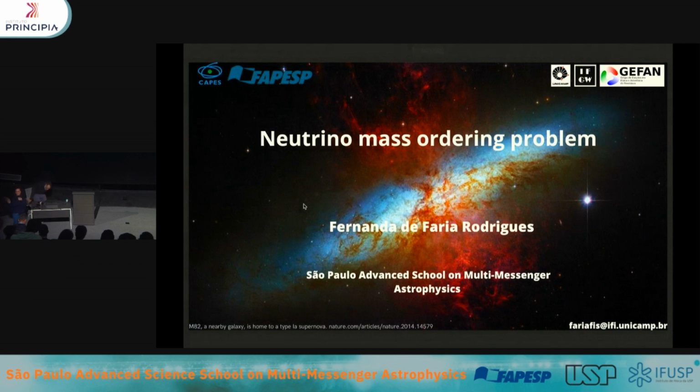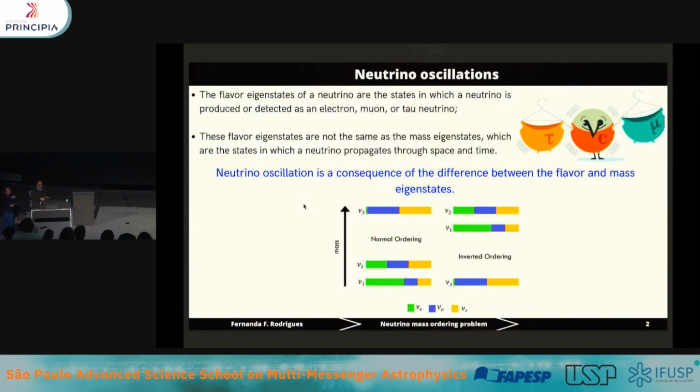Hello, everyone. I want to talk briefly about the neutrino mass ordering problem. Okay. So, as we know, neutrino mass hierarchy has not been completely determined, but there are some possibilities. Like here in this first column, we see the normal order is illustrated, and in the second column, we have the inverted order. And one way to investigate this phenomenon is using oscillation probability.